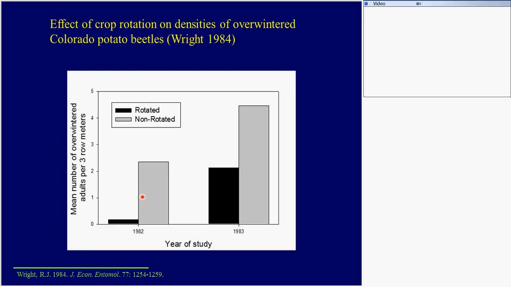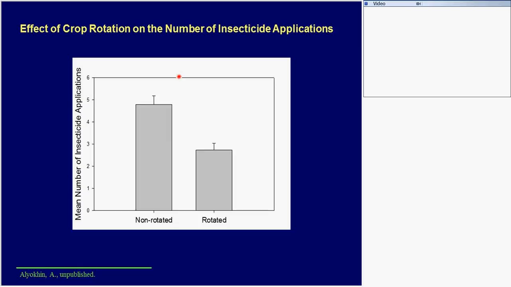So, just an example again from Colorado potato beetle, effect of crop rotation on densities of overwintered beetles. You can see that simple rotation of the crops results in dramatic reduction in pest populations. This is some of my research, a survey of commercial grower fields, and you can see that non-rotated fields had to receive basically twice as many insecticide applications as rotated fields to keep pests under damaging conditions.